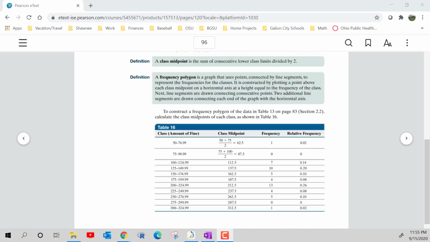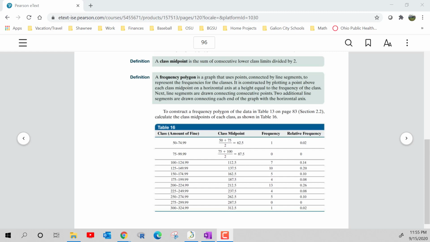If you go to page 96 in the textbook, they have an example that you could read over about calculating those, so it makes a little more sense. Like this first class is 50 to 74.99. To find the class midpoint, remember we take the two consecutive lower class limits, so that'd be 50, and then the next lower limit 75. Basically, you're averaging those two values, finding the midpoint. So you take 50 plus 75 divided by 2, and you get 62.5.